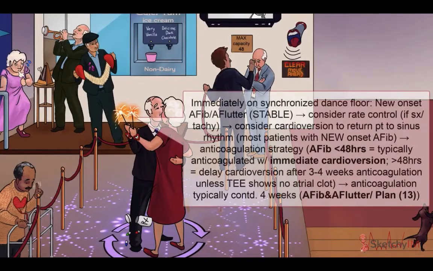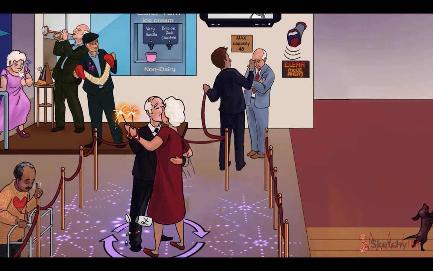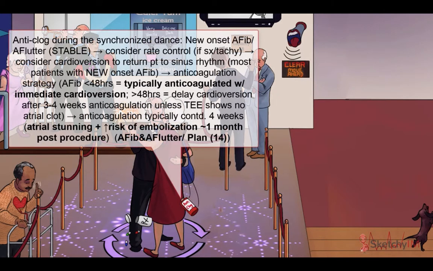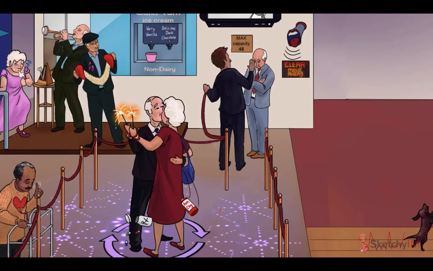Here's the good news. If a patient has been in AFib for less than 48 hours, it's unlikely that there's been enough time for an atrial clot to form, and cardioversion can be done without delay. Party time! Now, that doesn't mean you can forget about anticoagulation, though. Cardioversion can cause atrial dysfunction, also known as atrial stunning. So, many providers start these patients on anticoagulation before the procedure.